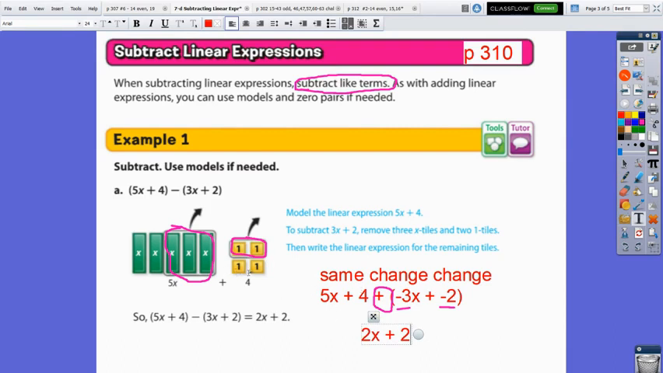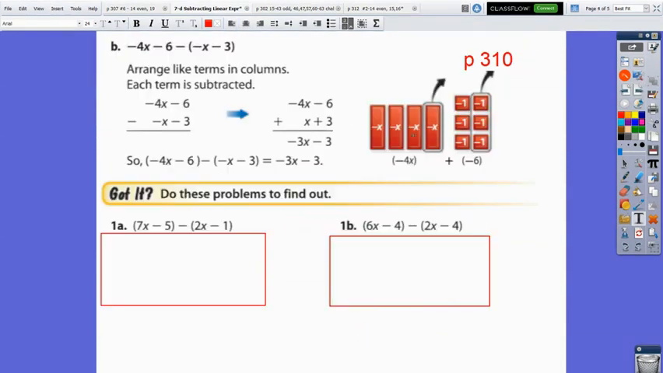Again, if it's all positives, just like you didn't have to do same, change, change for second grade subtraction, if it's all positives, you can subtract 5x minus 3x, 4 minus 2. But when these things start getting to be positive and negative numbers, it's very easy to mess up the subtraction part, the second expression. So same, change, change, like in this example, right? In example B. So same, change, change is really the best way to handle these problems, okay?